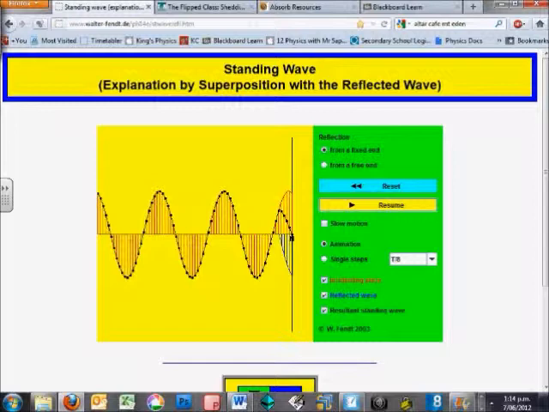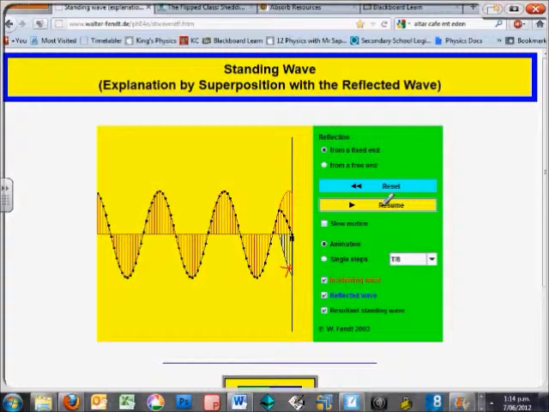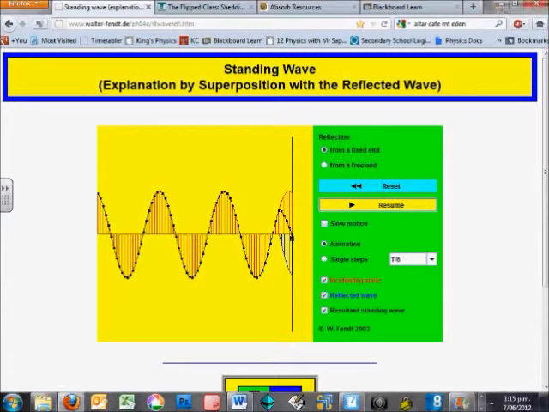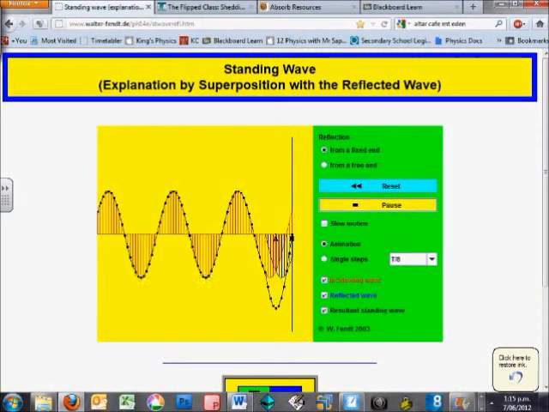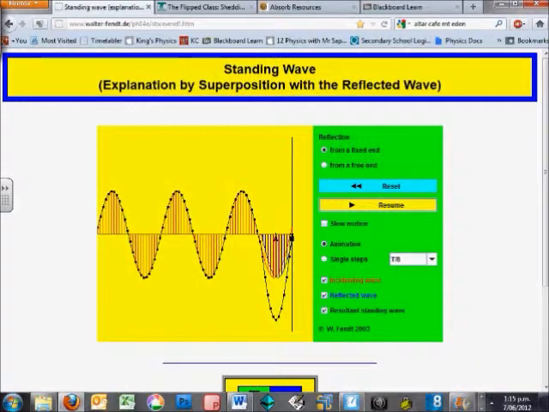Let's just pause it for a moment there. We can start to see this area down here, this part here, where the wave has now been reflected. Okay, let's just continue that on. Pausing it again to stop at that moment there.